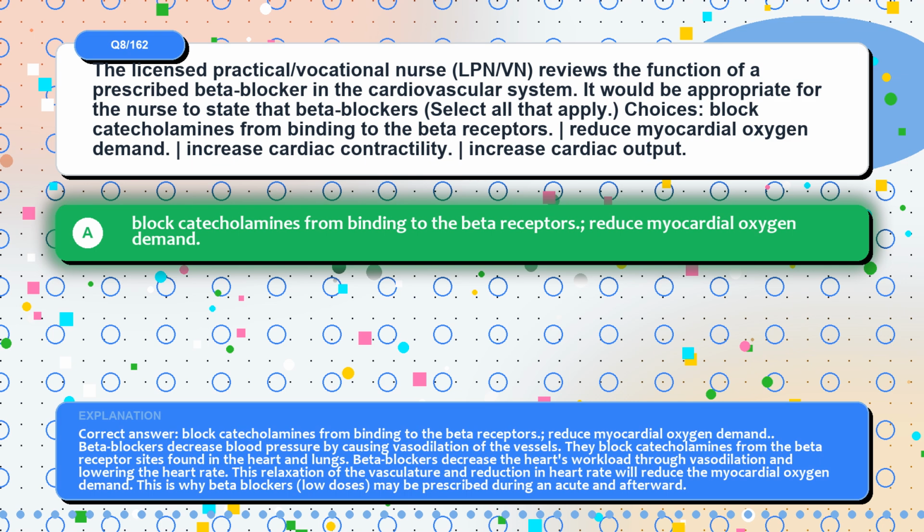Beta blockers decrease blood pressure by causing vasodilation of the vessels. They block catecholamines from the beta receptor sites found in the heart and lungs. Beta blockers decrease the heart's workload through vasodilation and lowering the heart rate. This relaxation of the vasculature and reduction in heart rate will reduce the myocardial oxygen demand. This is why beta blockers in low doses may be prescribed during an acute event and afterward.